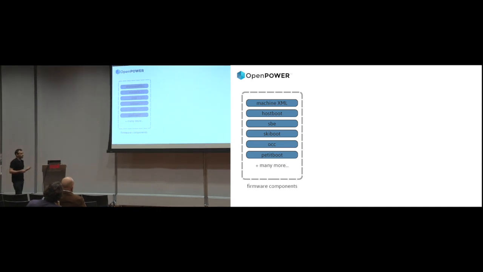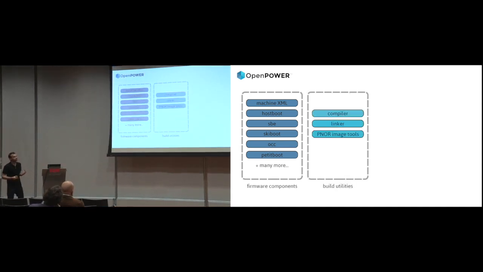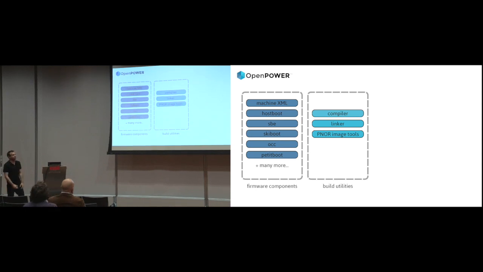We also need some bits that construct the actual image itself. Like a compiler. Of course you need a compiler to compile stuff. We have some OpenPOWER specific utilities that are used to build firmware images. So that's the second column there.